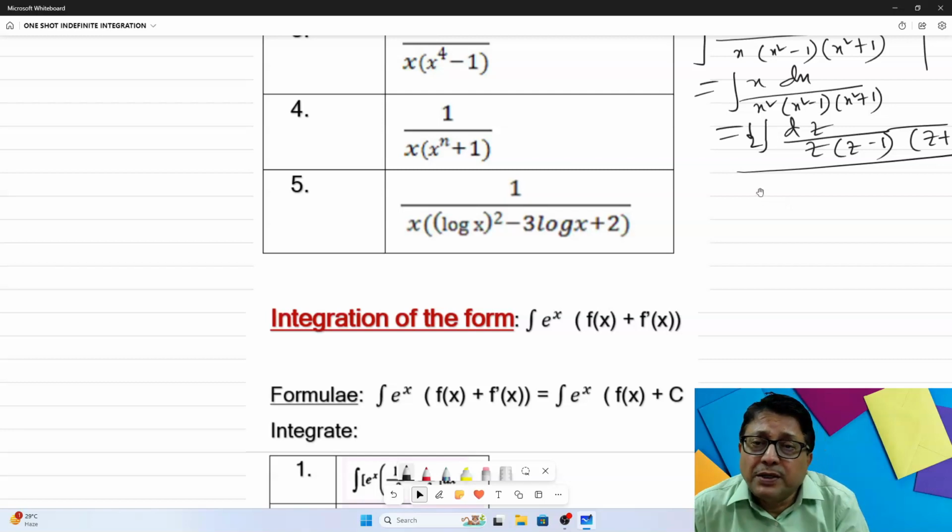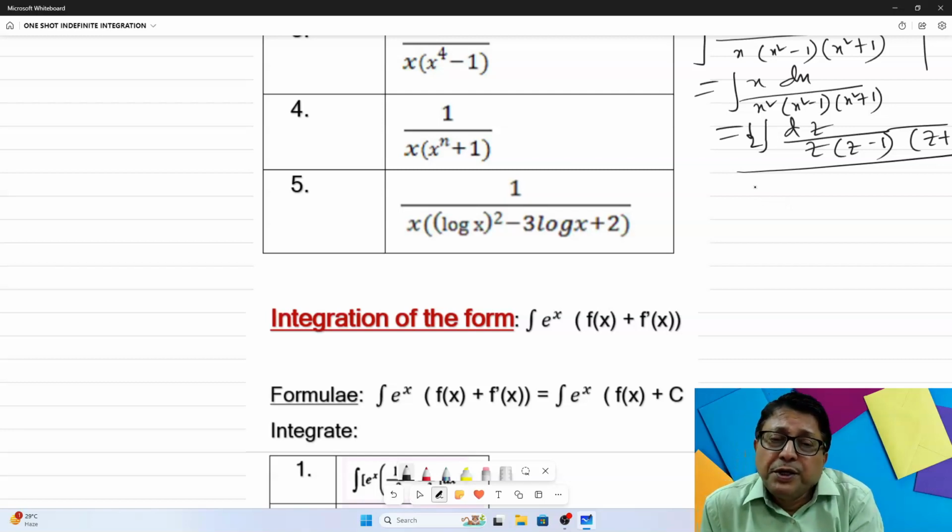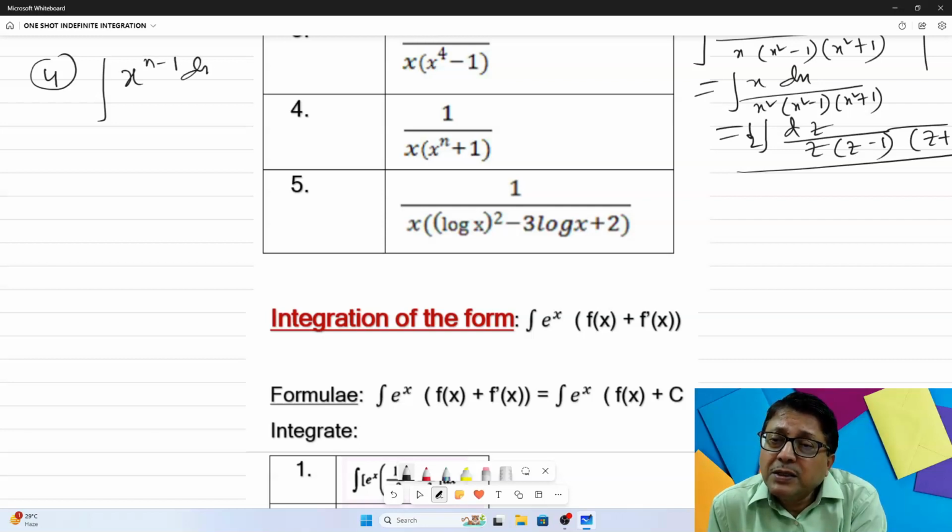Now for this one, number 4, what to do? Is it a partial fraction sum? Yes, it's a partial fraction problem. What you will do here, you multiply by x to the power n minus 1, both numerator and denominator, and then there it will be x to the power n plus 1, make a substitution.